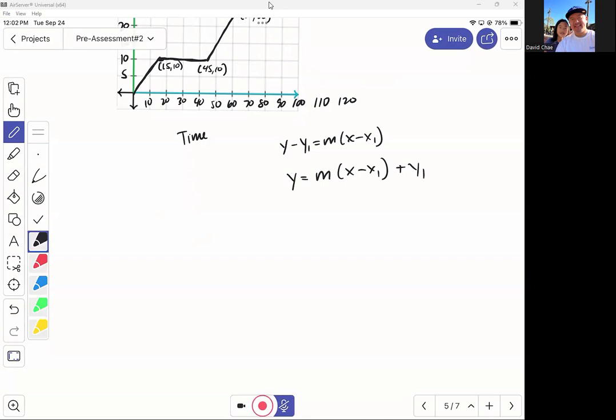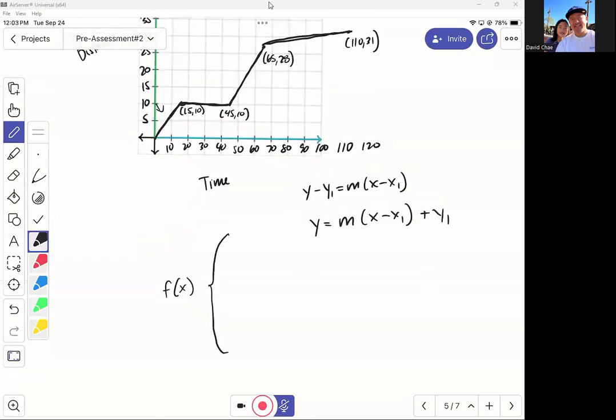The first one's pretty easy. This part right here. Okay, that one is what? So if I write it in piecewise function, what's the slope? You go up 10 and over 15, right? So it's 10 over 15, which is y is equal to 2 over 3x plus, what's the y-intercept? 0, right? So you can just write 2 over 3x. What's our interval notation for that one? Where the x value starts and where's the stop? So it's 0, 15.